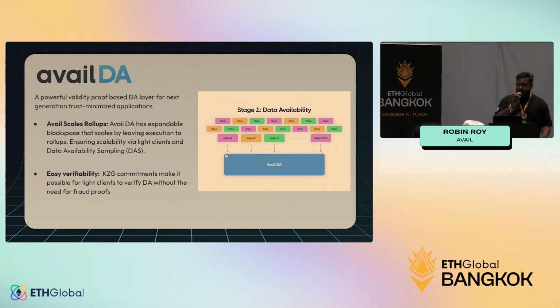So what is Avail DA, right? Avail DA is this validity proof based DA layer for building trust minimized applications. Essentially, what do you mean by DA? Rollups, for them to function, they need data. Rollups actually handle execution of user transactions, but in order for them to actually be secure and verifiable, even if it is an optimistic rollup or a ZK rollup, you need the transaction data or the block data behind that execution to be available.